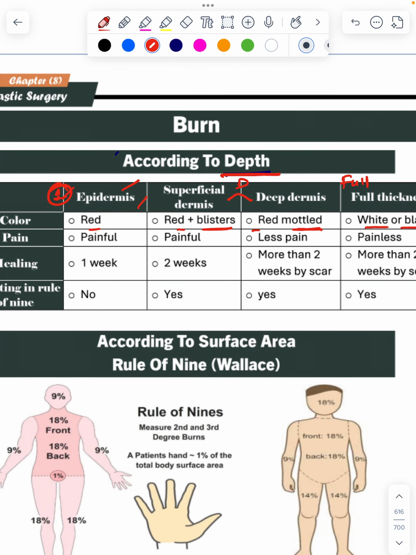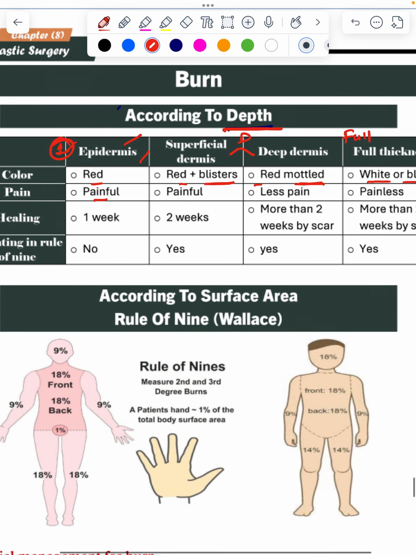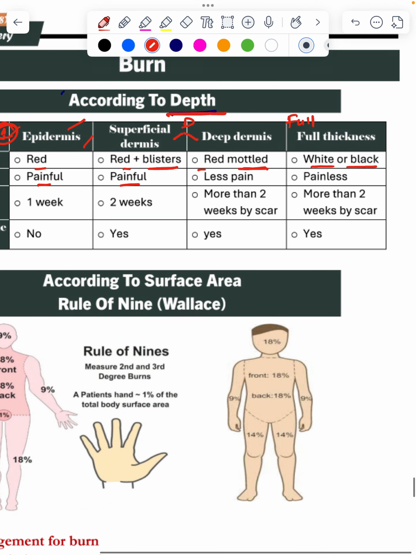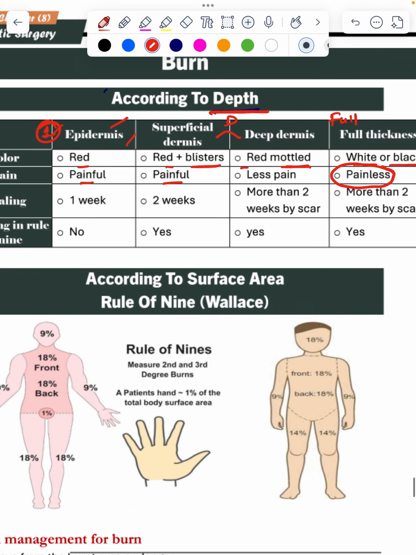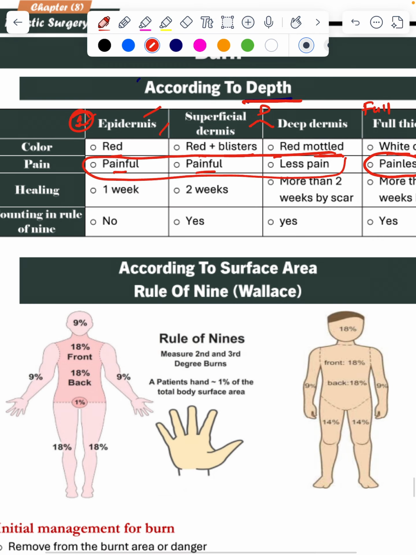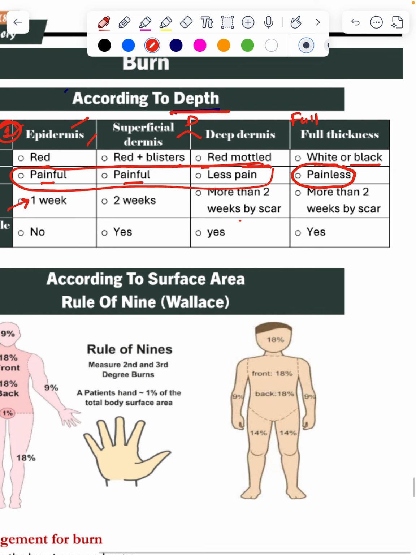That is full thickness. Second is pain. Epidermis is definitely painful. Superficial dermis is also painful. Deep dermis is less painful, and full thickness is painless. This is the difference in full thickness, and you can call all these partial thickness. Healing: if epidermal burn, maybe sunburn or something like that, it is within 1 week. Superficial dermis takes 2 weeks, more than 2 weeks, and scar can be there in deep dermis, and there is definitely scar.